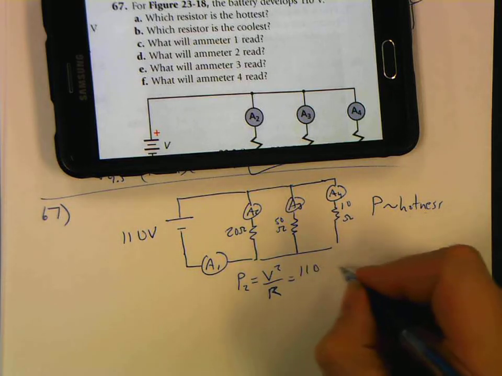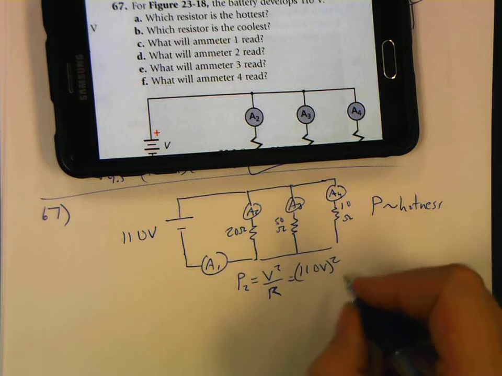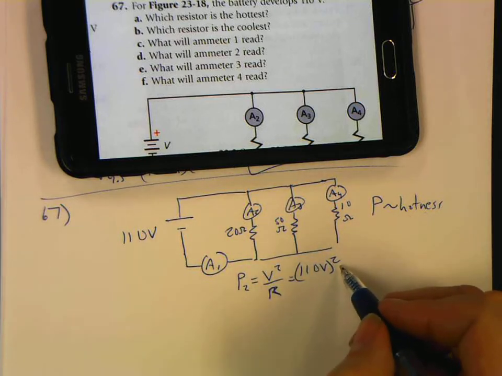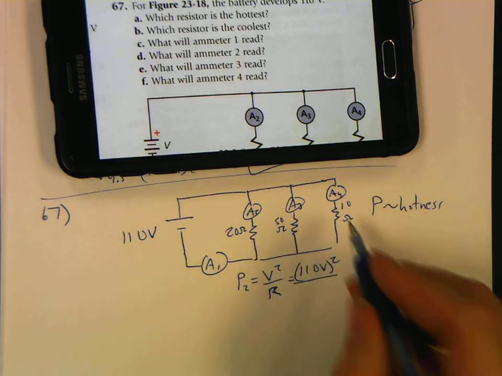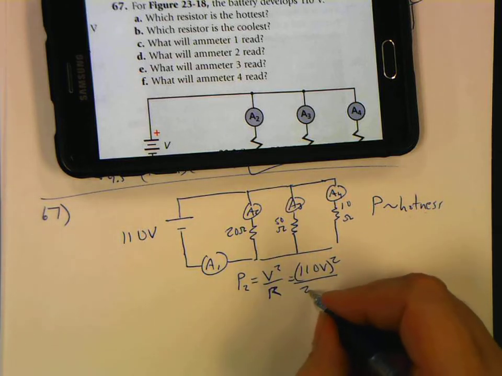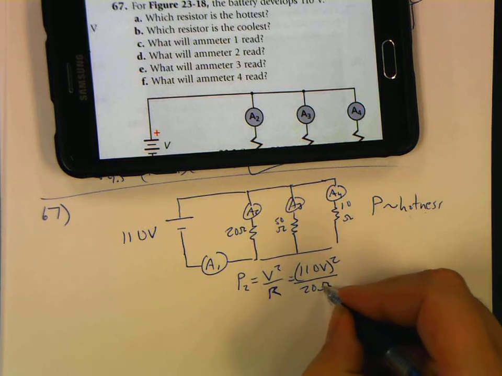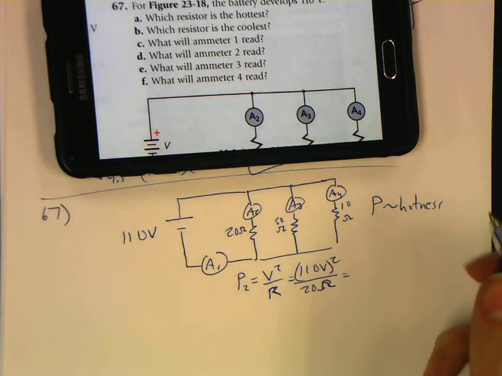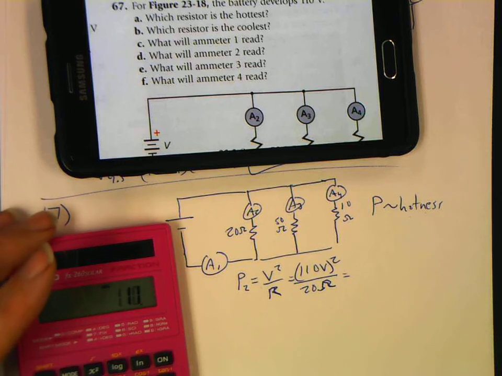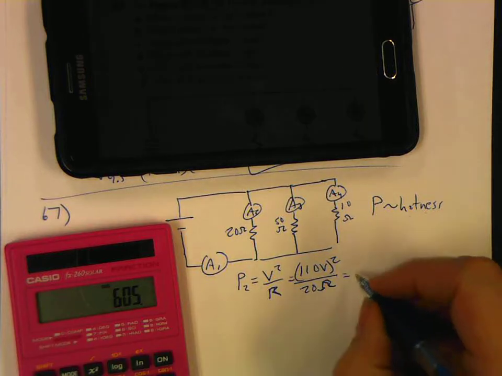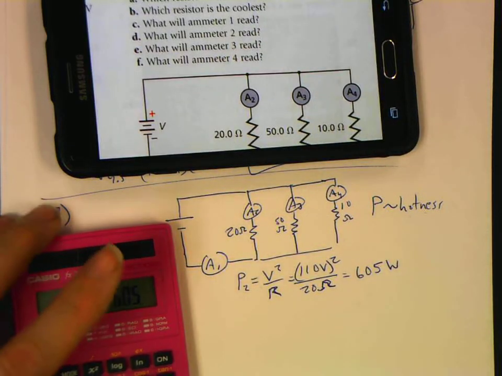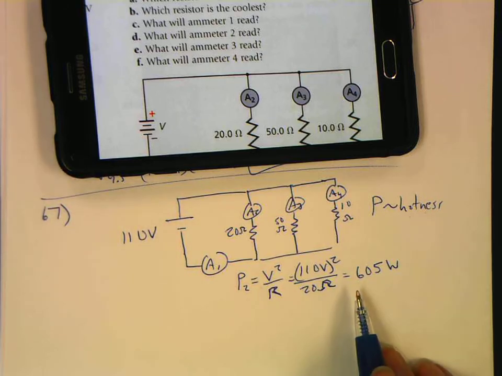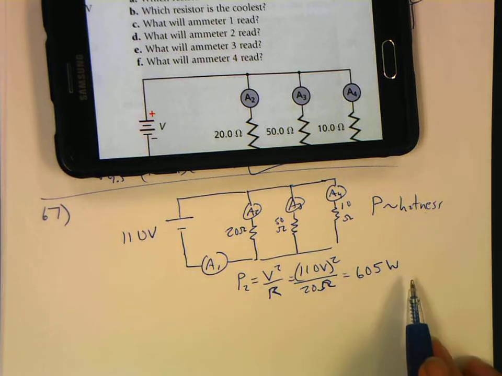So they each get 110 volts, and that's got to get squared, and they're all going to have the same value of that. And then in the bottom, we're going to put their respective resistances. So if I put the 20 ohms in here, because I would like a real number for this one, then I've got 110 times 110 divided by 20, and that's 605 watts.